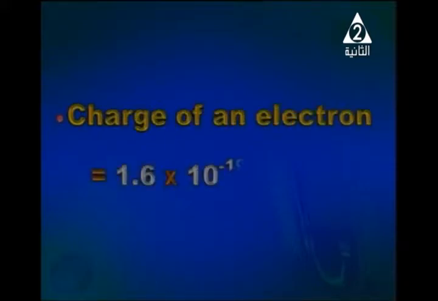And now, what about the amount of a charge carried by just 1 electron? A charge of 1 electron, and it is denoted by a small e, it is equal to 1.6 times 10 to the power of negative 19 coulomb. So talking about the charge of 1 electron, it is equal to 1.6 times 10 to the power of negative 19 coulomb.